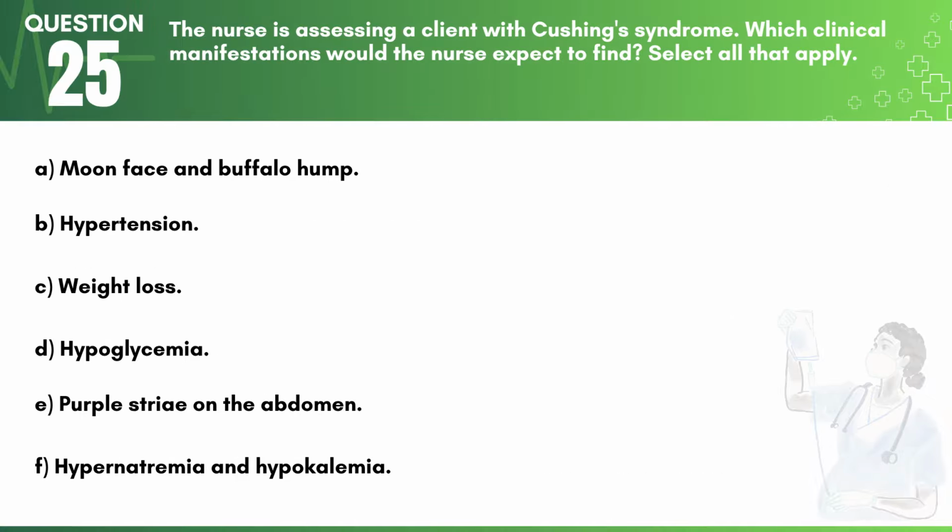Question 25. The nurse is assessing a client with Cushing's syndrome. Which clinical manifestations would the nurse expect to find? Select all that apply. A. Moon face and buffalo hump. B. Hypertension. C. Weight loss. D. Hypoglycemia. E. Purple striae on the abdomen. F. Hypernatremia and hypokalemia.